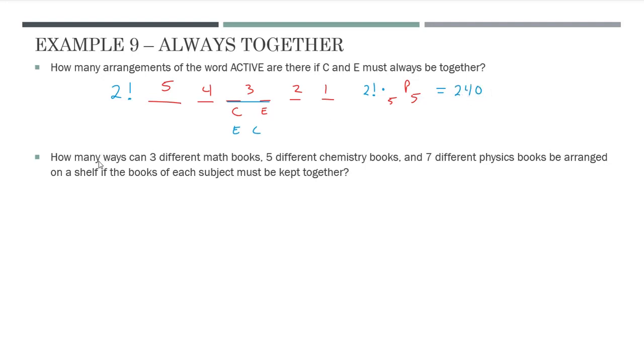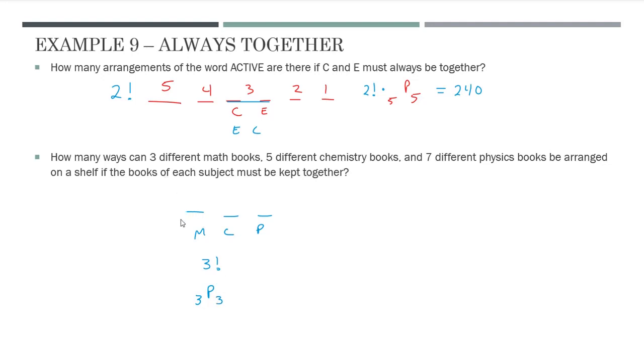Okay, our next one. How many ways can 3 different math books, 5 different chemistry books, and 7 different physics books be arranged on a shelf if the books of each subject must be kept together? Okay, well, we ignore the amount of math and chemistry and physics books, we have 3 positions they can take. We could have math, chemistry, physics, or we could rearrange these. So this is 3 factorial, or 3 choices, and we're picking all 3 of them, just in different orders.